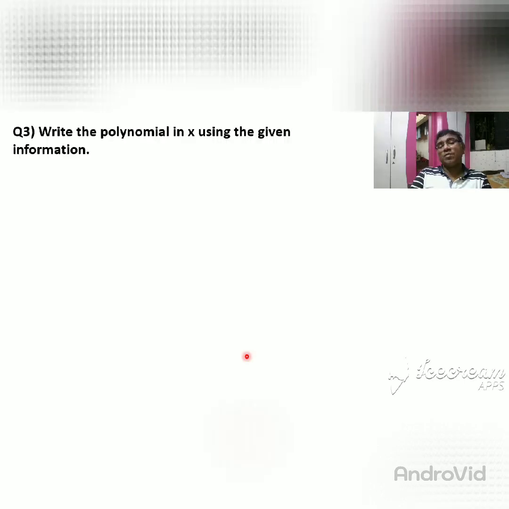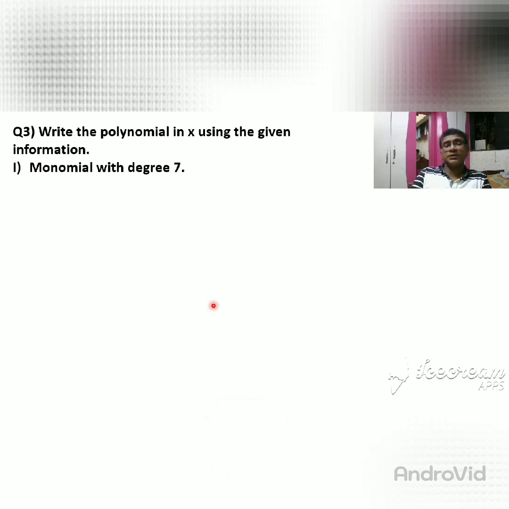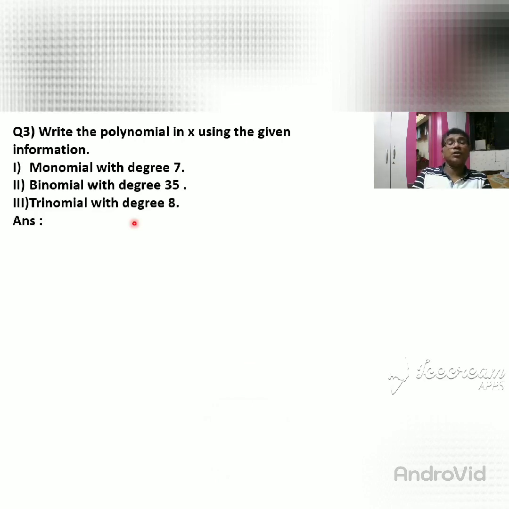So problem number third, then second: you understand, write the polynomials in x using the given information. First I write the problem, then we can solve. Monomials with degree 7. Monomials means they are having only one variable, that is called the monomials. So that degree you want to get 7.